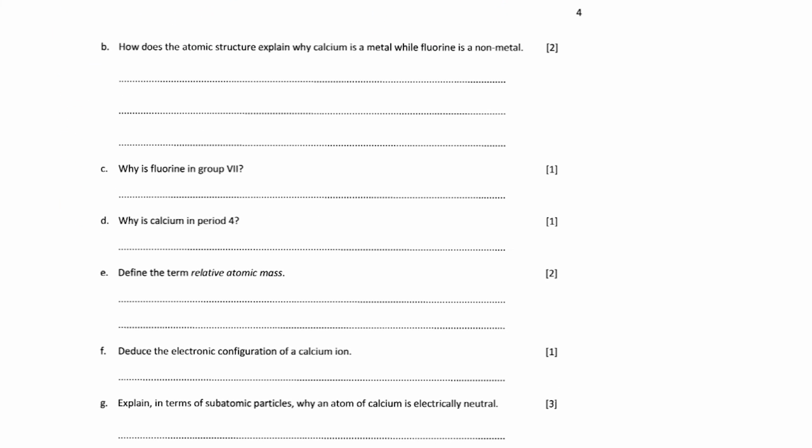How does the atomic structure explain why calcium is a metal while fluorine is a non-metal? So it's really simple. Calcium, you can use the symbol Ca or you can use the full name. So calcium has 2 electrons in the last shell or valence shell. And fluorine, do not say fluoride, fluorine has 7 electrons in the last shell. And that's good enough. If you want to explain it any further, you can say that calcium has 2 electrons in the last shell, which it's likely to lose, and fluorine has 7 electrons, which is likely to gain 1 to make it stable.